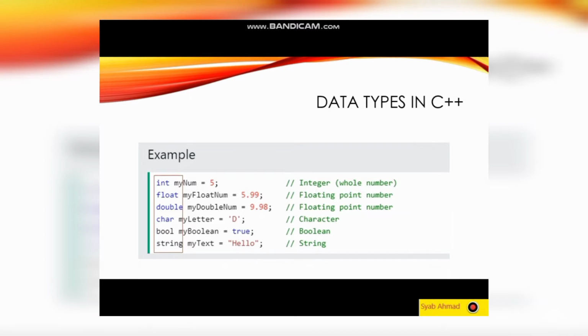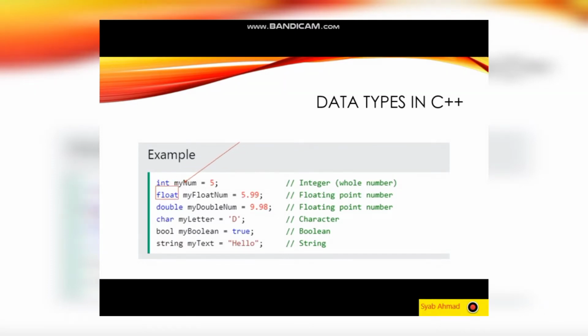Int stores whole numbers, without decimals. We use int when we need to store a whole number without decimals, like 35 or 1000, and float or double when we need a floating point number, with decimals, like 9.99 or 3.14515. A floating point number can also be a scientific number with an e to indicate the power of 10.